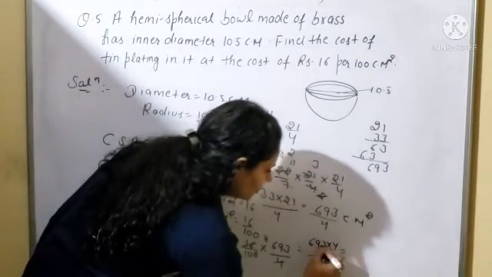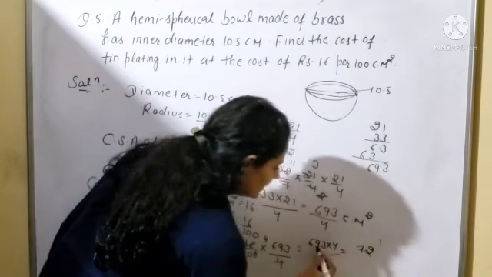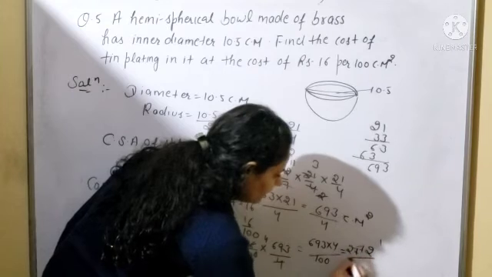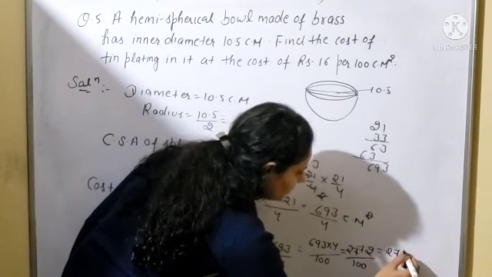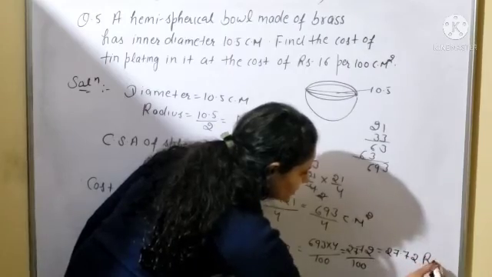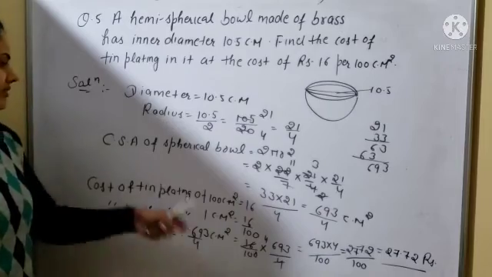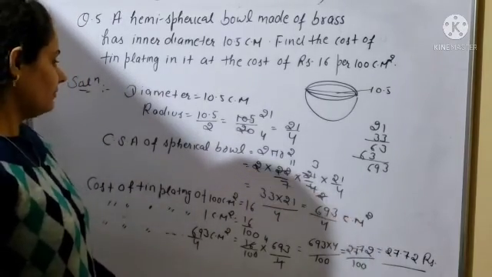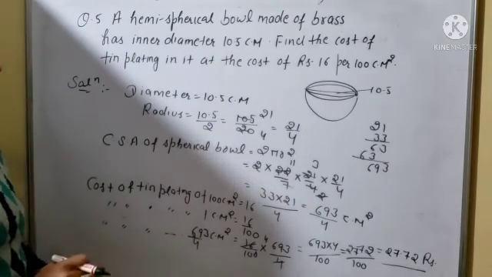So multiply it. 4 3s are 12, 1 carry, 4 9s are 36 and 1 is 37, 3 carry and 27, and divide by 100. 2772. So you can write it as 27.72 and this is cost. So this will be in rupees. 27.72 rupees. So this will be the cost of tin plating of 693 upon 4 centimeter square. Clear? So this was your question number 5.